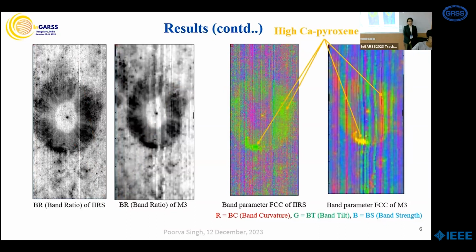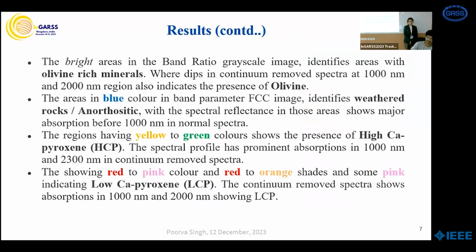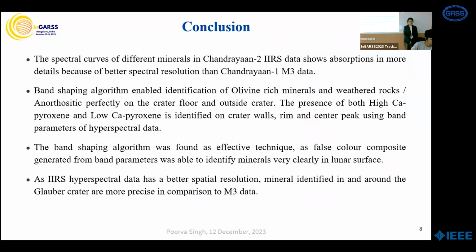The yellow color in the M-cube and green color in the IIRS dataset show the presence of high calcium pyroxene, with the pink to magenta shades indicating the low calcium pyroxenes. This study concludes that the spectral curvature of different minerals in Chandrayaan-2 IIRS data shows absorption in more detail because of better spectral resolution than Chandrayaan-1 M-cube data.